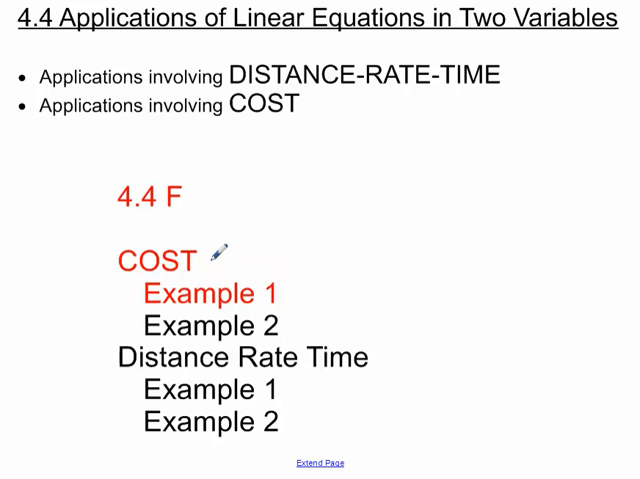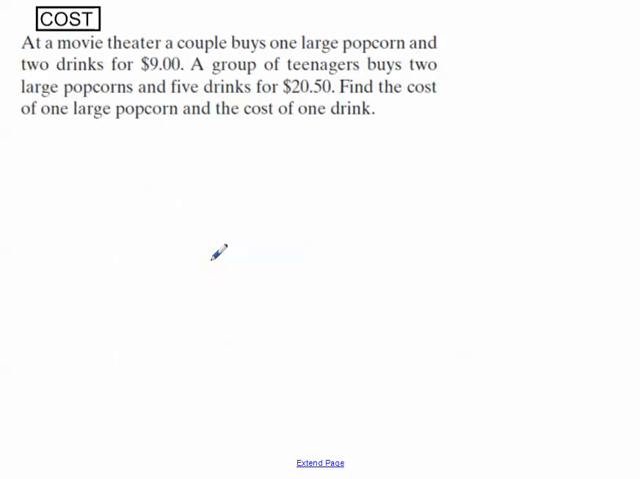This is example 1 of cost. But you'll find that these cost and distance rate time are going to be a little easier to have access to, a little more accessible. So let's see. For the cost, we're going to look at some costs. Here's $9, here's $20.50. They're going to buy some stuff. So anytime we're looking at cost, we're going to set up, again, a system of equations, because that's the chapter we're in. Chapter 4 is systems of equations. And we're going to look at just setting up that system of equations and solving it.